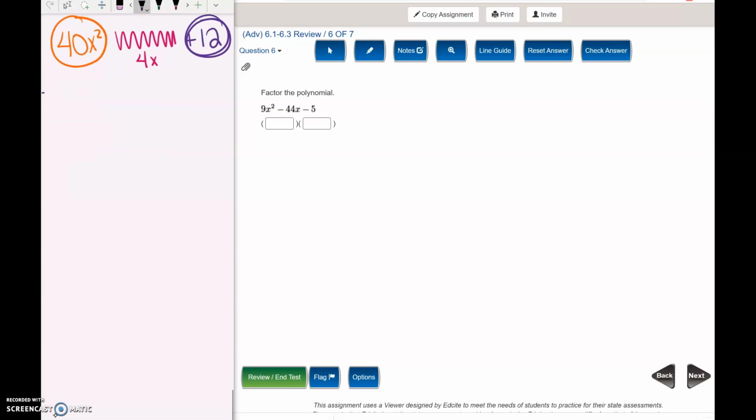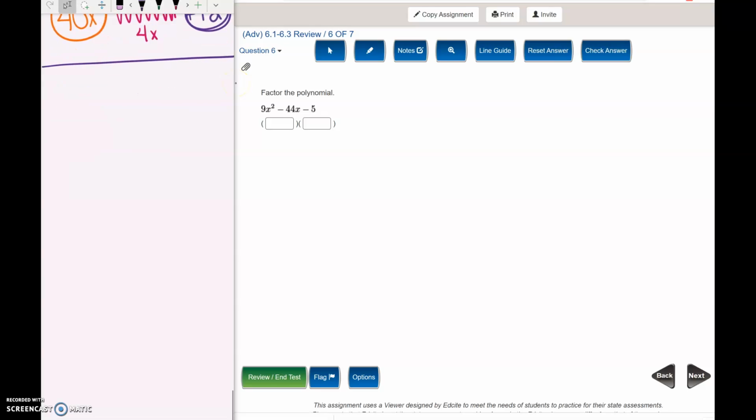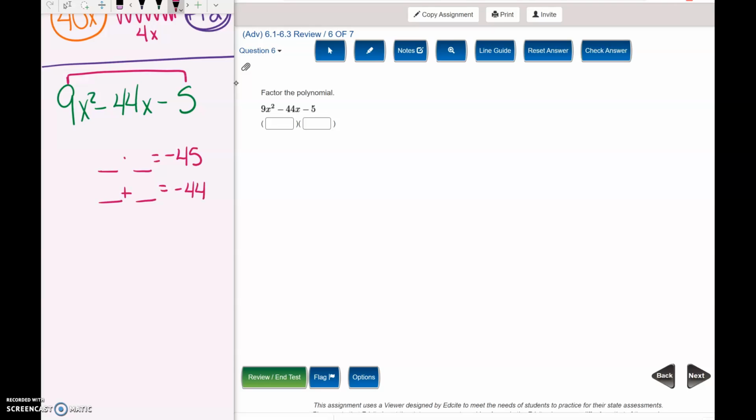This one you actually have to factor it all yourself and fill in the blanks. So 9x squared minus 44x minus 5. Don't forget, when you have a number in front, you have to multiply the 9 and the -5 together. So 9 times -5 is -45. We need two numbers that multiply to give us -45. Those same numbers have to add up to -44.